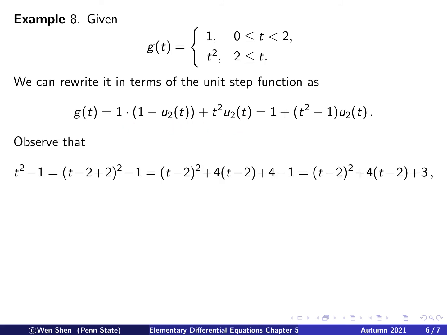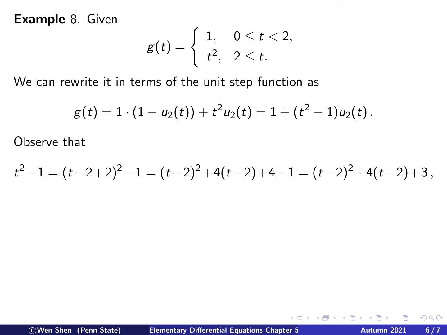Now, this 1 is okay to take the Laplace transform of, but this is multiplied by the step function. So we want to view this as a shifted function. That is, for the function that's given here, we want to write it not as a function of t, but as a function of t minus c, where c is 2.